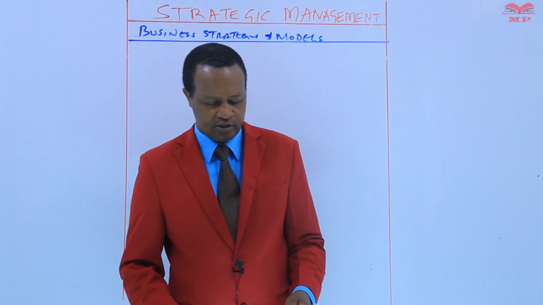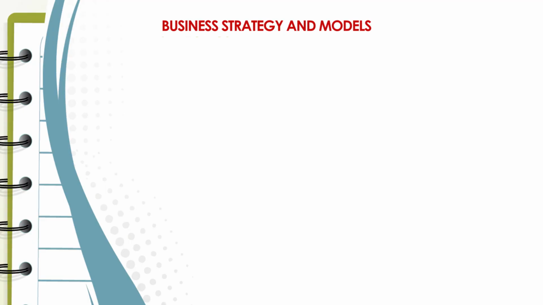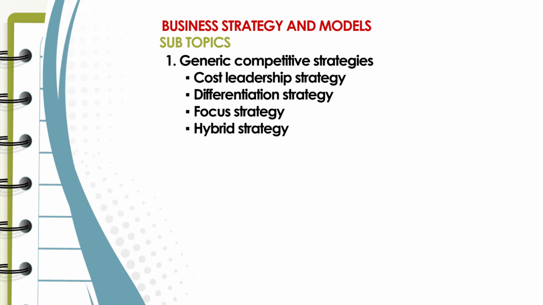Today we are going to look at a new topic known as business strategy and models. This chapter has 3 sub chapters and each sub chapter has sections. The first sub chapter is generic competitive strategies, which covers 1, cost leadership strategy, 2, differentiation strategy, 3, focus strategy, 4, hybrid strategy, 5, the strategy clock.